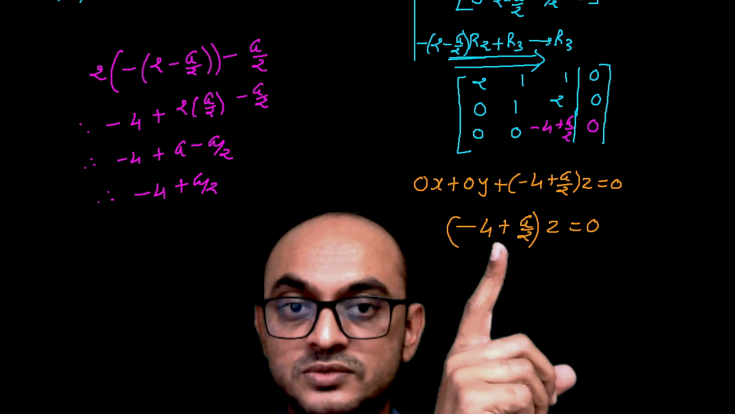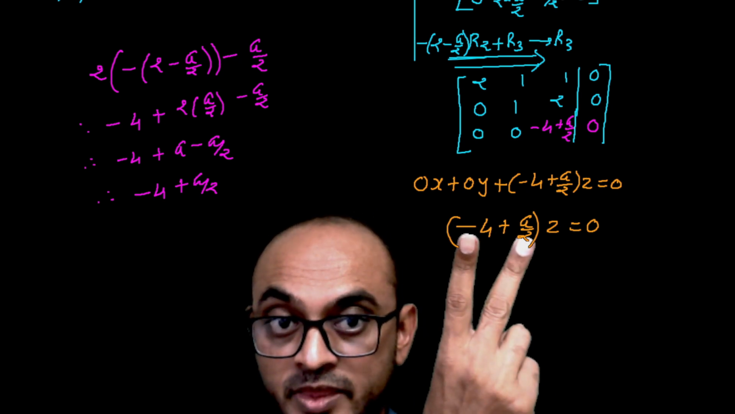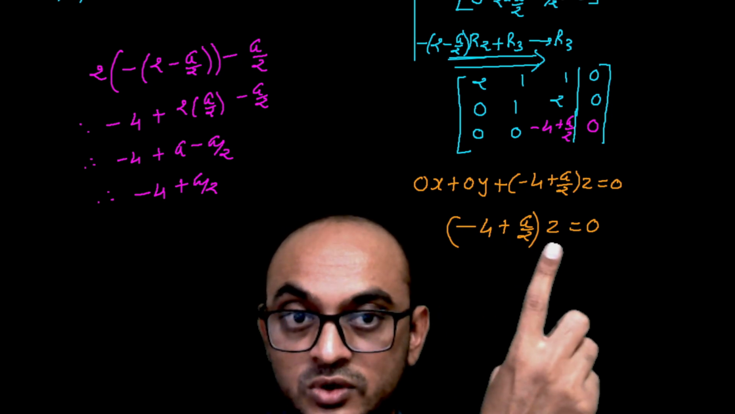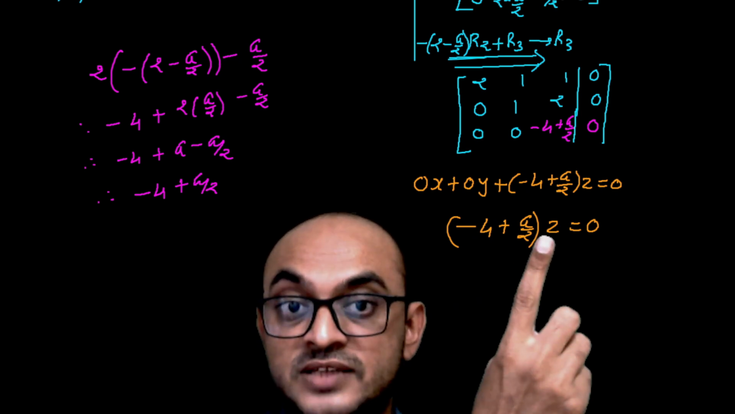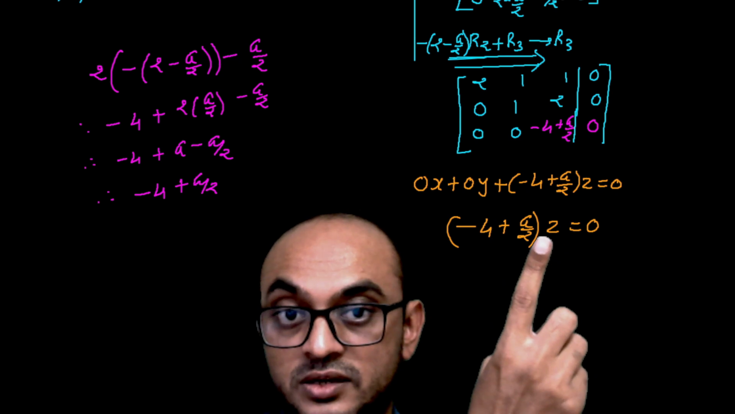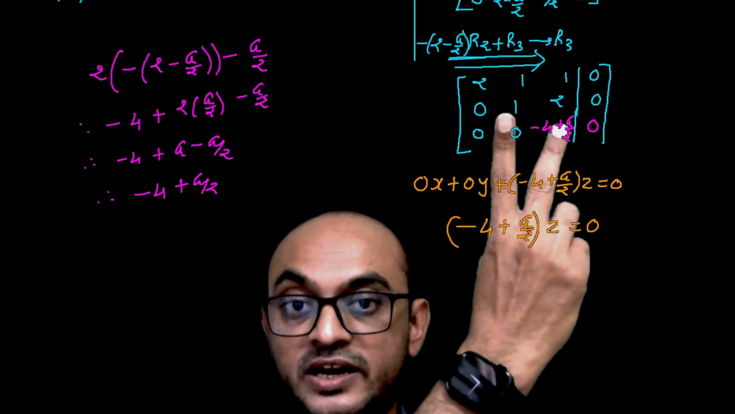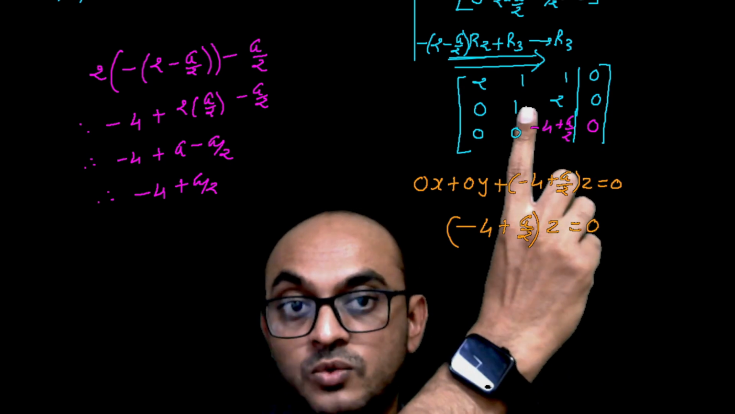Now suppose I assume that this quantity is non-zero. That means this is a product of two numbers. One is this bracket into this quantity equal to 0. So if this quantity is non-zero, then z must be 0. Right? And once z is 0, by using the second equation, this is y plus 2z is 0. z is 0, so y is 0.